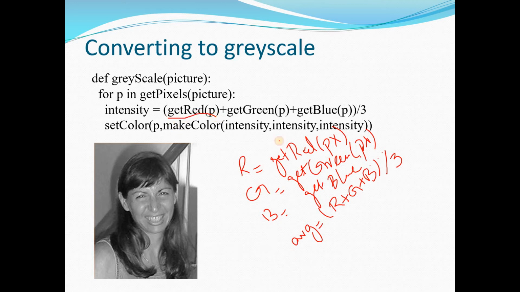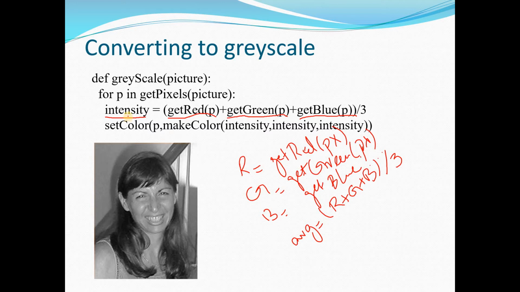Here they are using get red. I use get red over here. The only difference is that I have used the variable r, and they are not using any variable r. Then I have got get green and get blue. So instead of the variables r, g and b, they are using these functions directly inside this line. They divided by 3, and I called this variable avg for average. They give it another name, intensity.